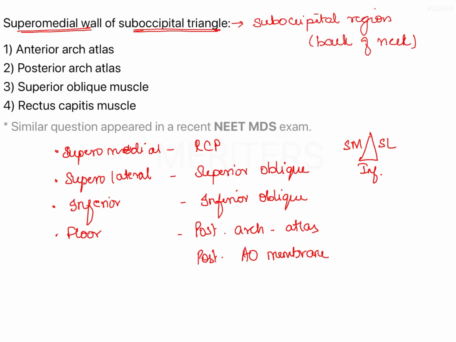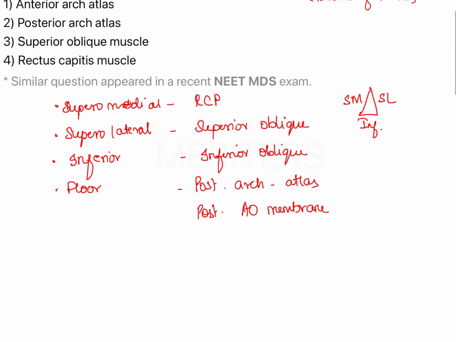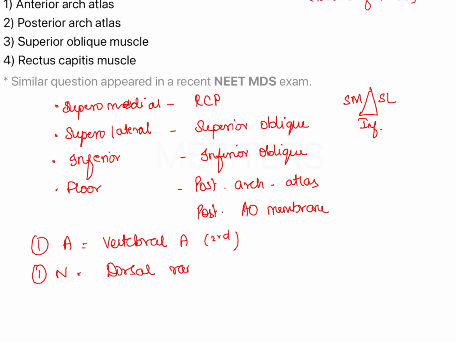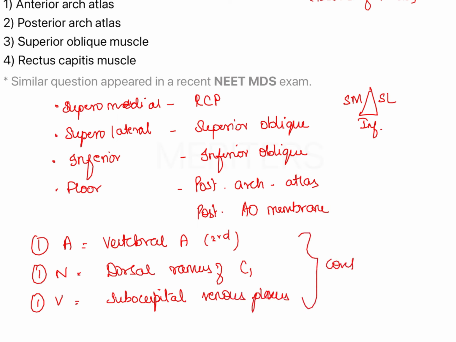And then the contents include one artery, that is the vertebral artery, more specifically the third part of vertebral artery, and one nerve, that is the dorsal ramus or posterior ramus of C1 nerve. And then we have one venous plexus, that is the suboccipital venous plexus. So these are the contents of the suboccipital triangle.